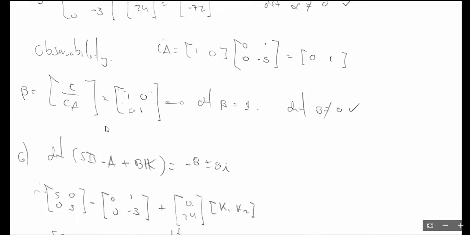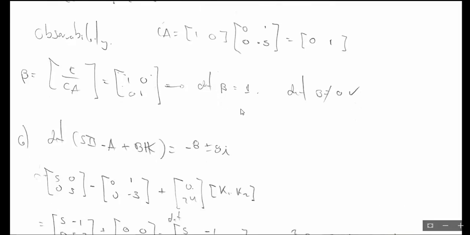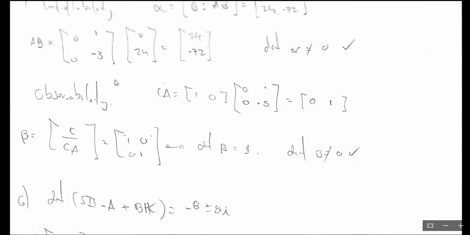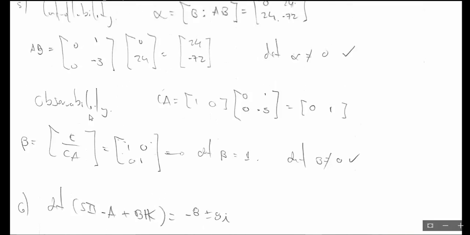We concatenate this matrix, and we know that the determinant of beta is going to be equal to 1. So the determinant of this matrix beta is different than 0. So we know that the state space model is controllable and observable.